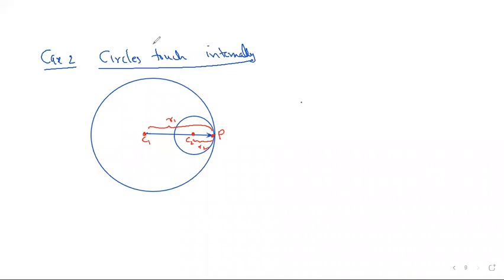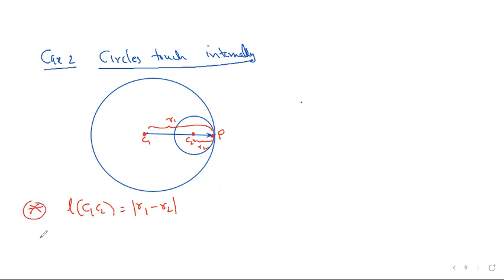So tell me, if circles touch internally, what can you say? Length C1C2 will be the difference of radii. Very good. R1 minus R2 if R1 is greater; if R2 is greater, R2 minus R1, depending on the position of the circle.